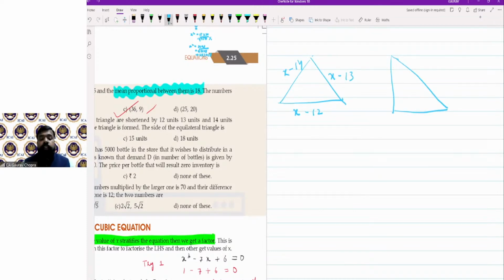Now which side is bigger? जिसको हमने कम reduce किया है, that will be the greatest. So x minus 12 सबसे बड़ी side होगी and this will become the hypotenuse. x minus 12, x minus 13, and x minus 14. And now you can apply again the Pythagoras to get the result. So x minus 12 whole square is equal to x minus 13 square plus x minus 14 whole square. Now by applying this, you can easily get the answer.